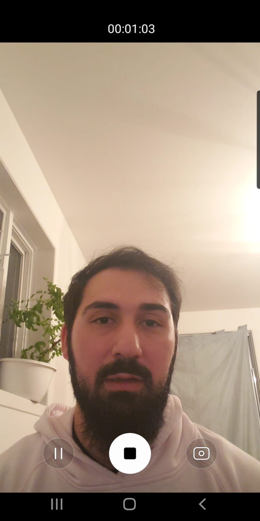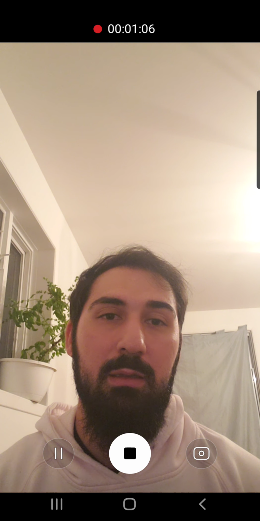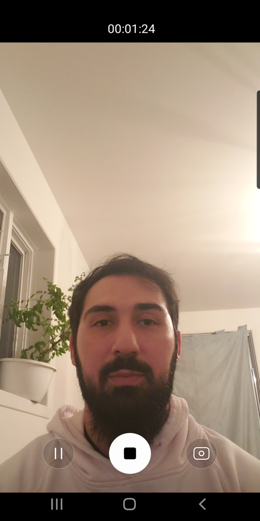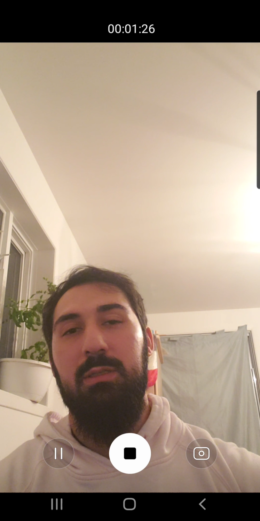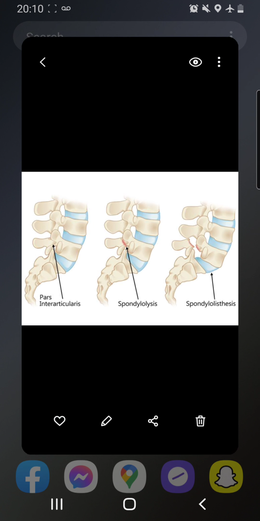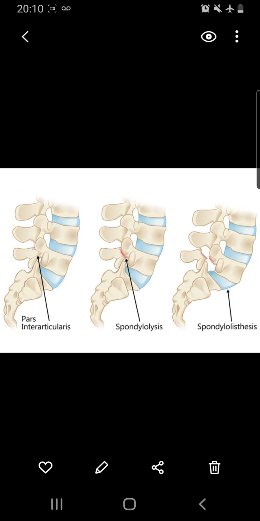The most common of these is known as isthmic, which involves a defect or stress fracture of the pars interarticularis. It's also to be noted that this form of spondylolisthesis is most commonly seen in the adolescent or young adult population, especially with gymnasts as well. So I'm just going to provide a quick visual to give a better idea.